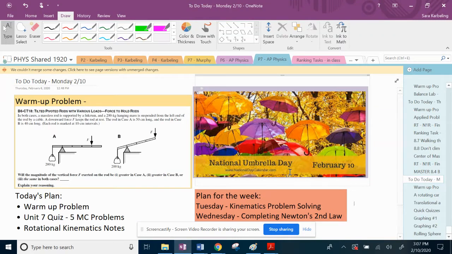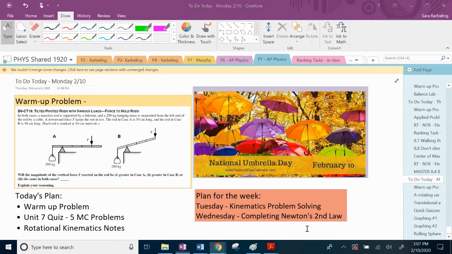Welcome to a beautiful Monday. It is apparently National Umbrella Day. I don't understand why you would put National Umbrella Day in February, but obviously they don't live in Iowa. Or maybe they're sun umbrellas. We're just noticing the sun was out, so maybe they're sun umbrellas. Either way, it is National Umbrella Day.